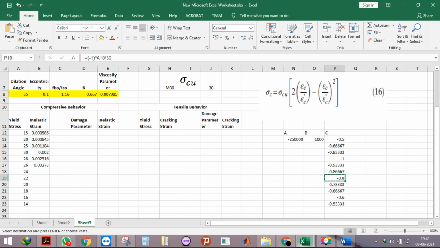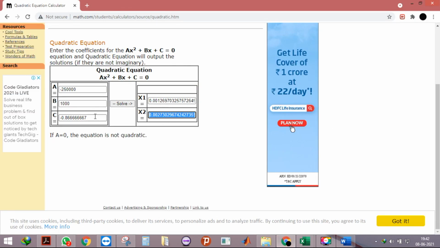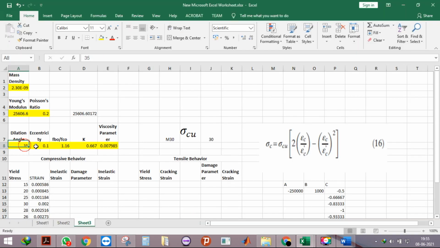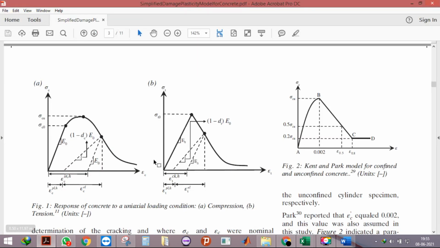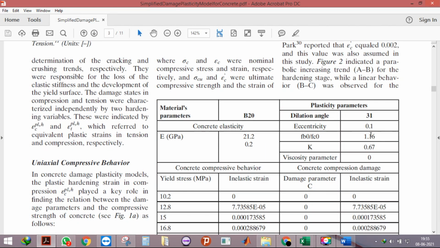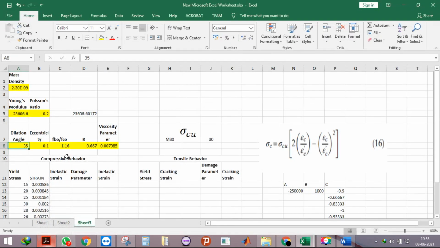So for inelastic strain we will use the formula. These values you will have to get from any experimental data or use the default values, because these values cannot be calculated. You'll have to directly take them, because these are coefficients obtained directly from experiments.